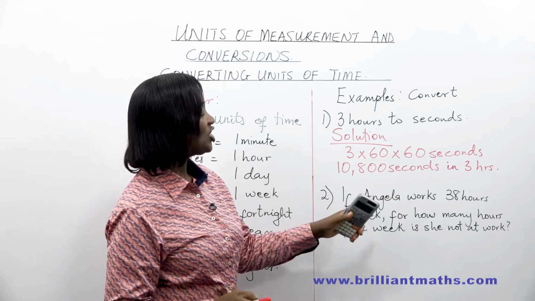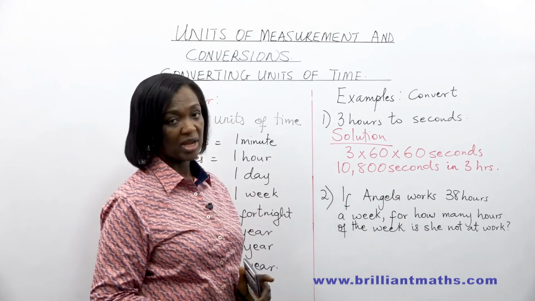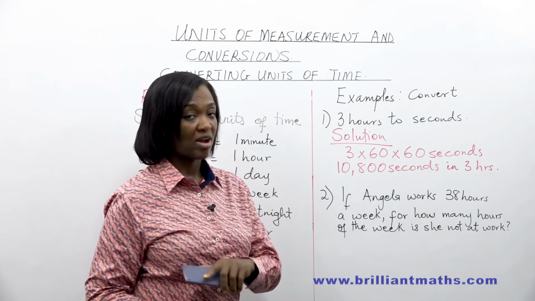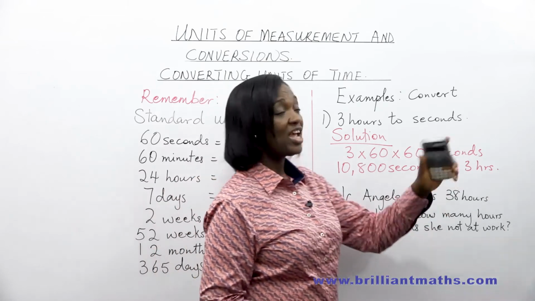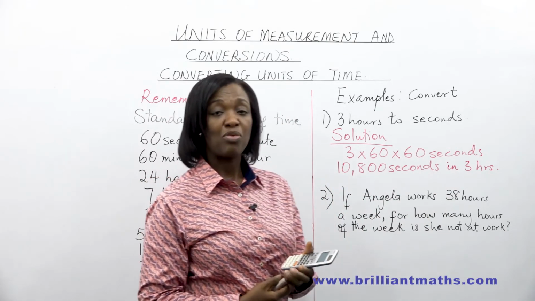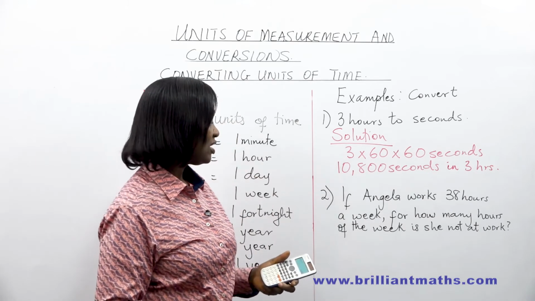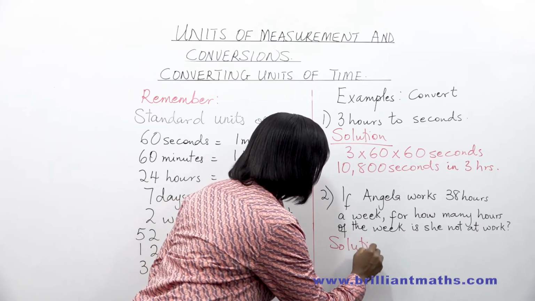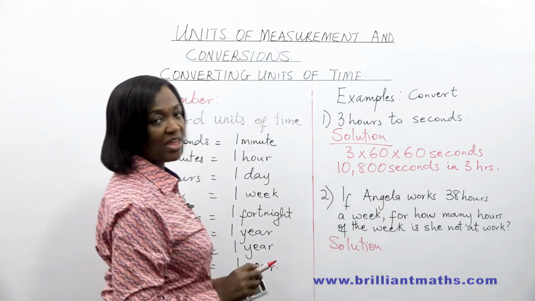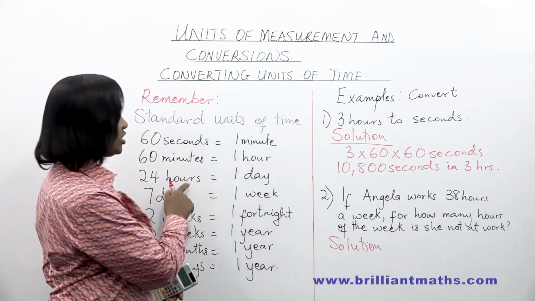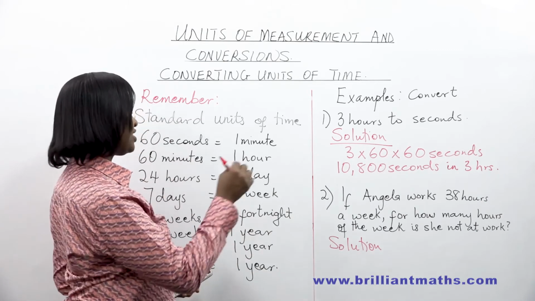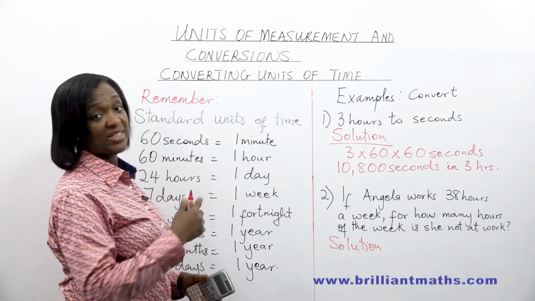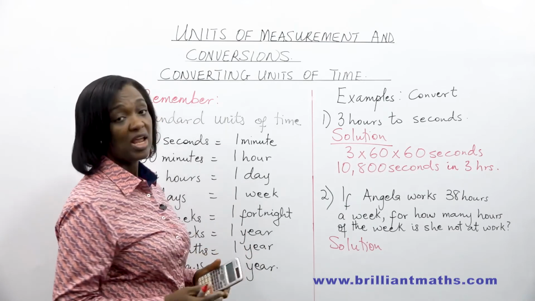Next, if Angela works 38 hours a week, for how many hours of the week is she not at work? So she works 38 hours in a week. So the first step will be to find the number of hours in a week. So solution. How many hours are there in one day? There are 24 hours in a day, and there are 7 days in a week. So if you multiply 24 by 7, then you get the number of hours in a week.